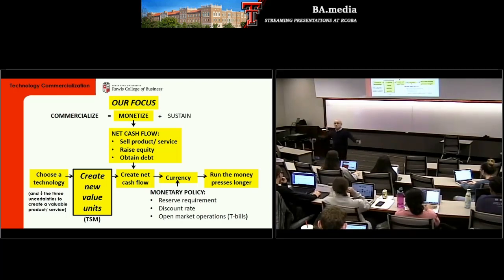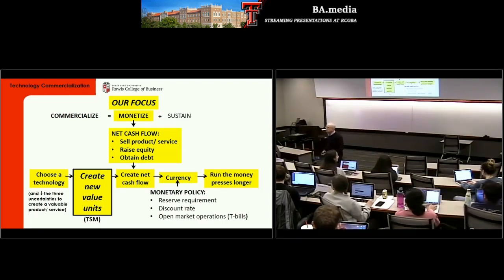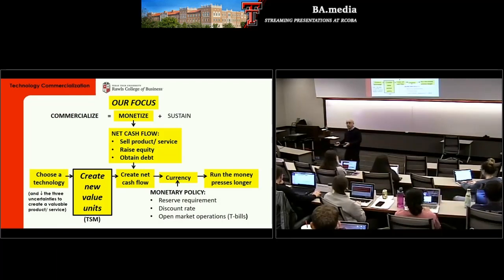So if you want to get money into the economy, what does the Fed do with treasury bills? It buys them. And where does it get the money? It prints it. And why are they printing money? Because somebody created the value and they're trying to be sure that there's enough currency to back up the value that's actually been created.